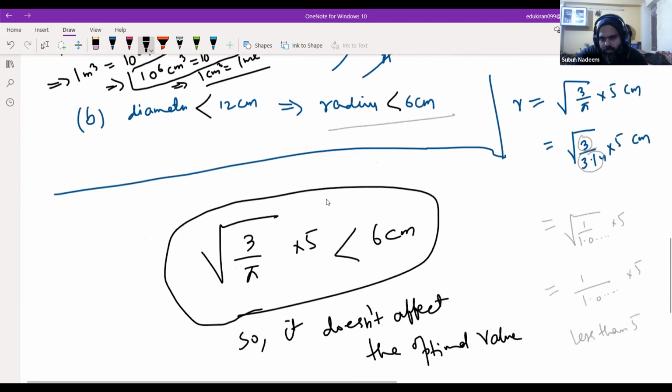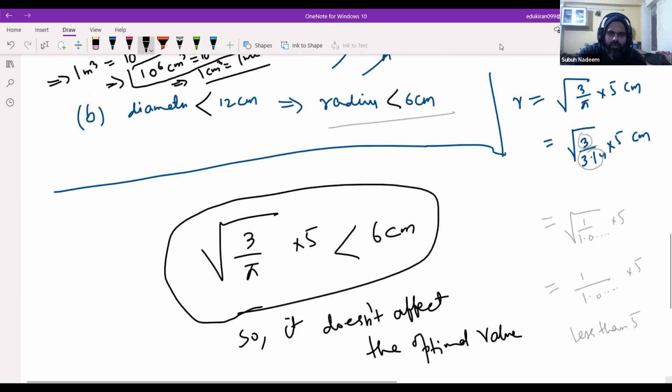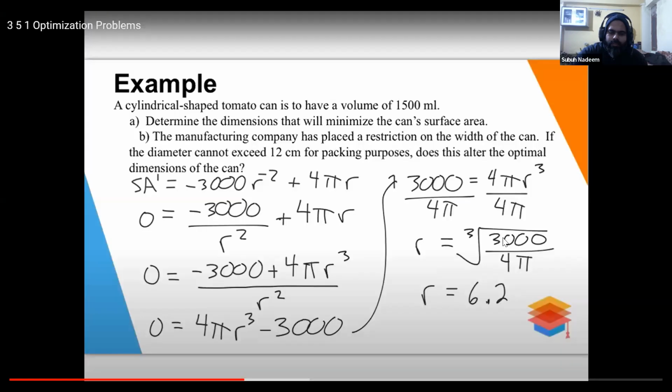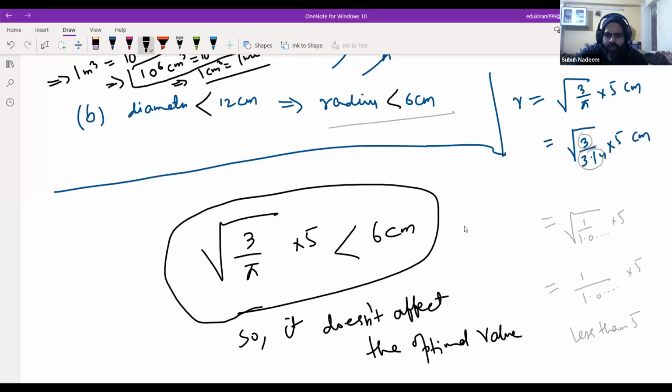So do you want me to screen share what they did? Yeah, sure. Yeah, that is fine. 3000 by 4 pi. That is what we are also getting. Root 3 by pi is fine. Oh, it is cube root now. I've done a square root. Sorry. It is cube root.